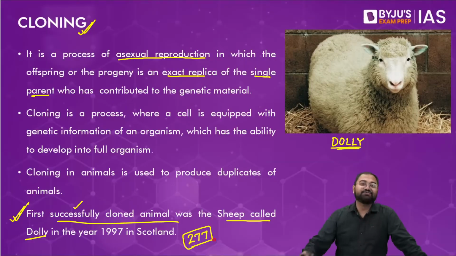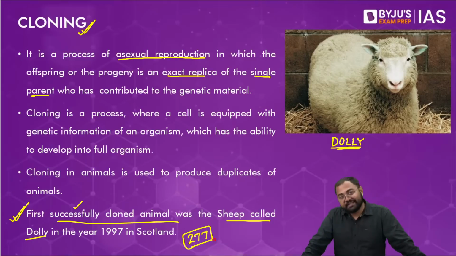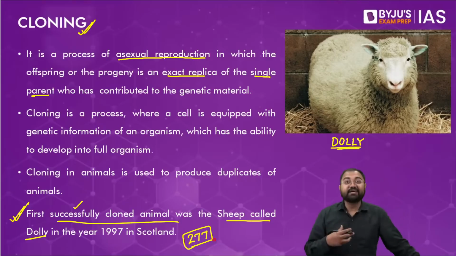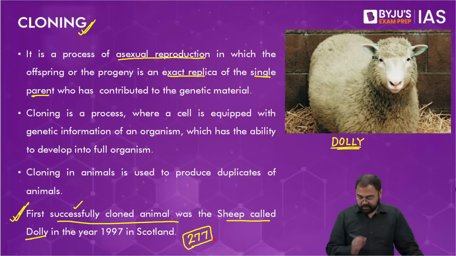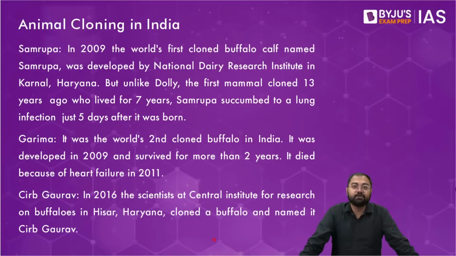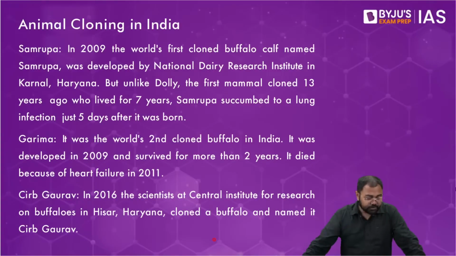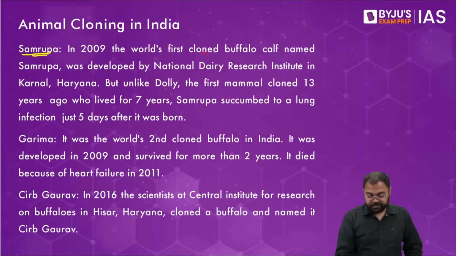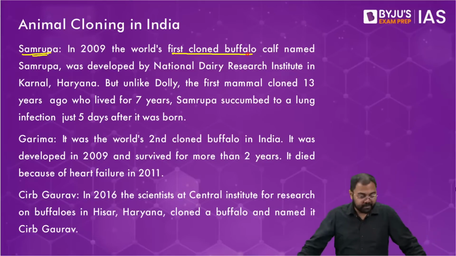So when we say first successful, you have to understand that the road was not easy. It was not easy to get to that success. And even after getting this success, the road hasn't been easy, because the process is still very complex and very unstable. So for example, let's take the Indian examples of animal cloning that have been done. The first example of animal cloning in India was of Samrupa, and this was the first cloned buffalo in the world in 2009.